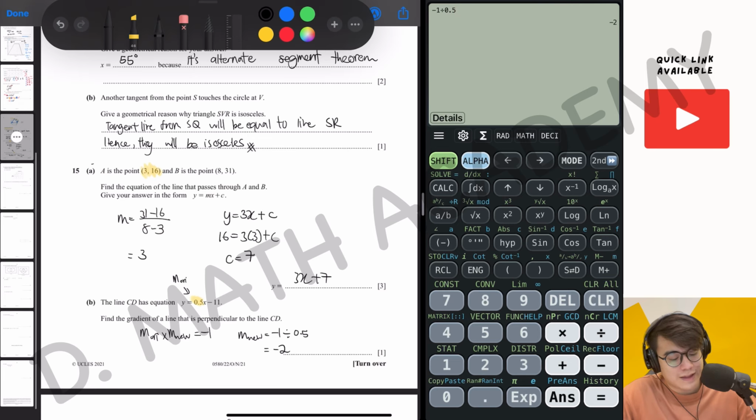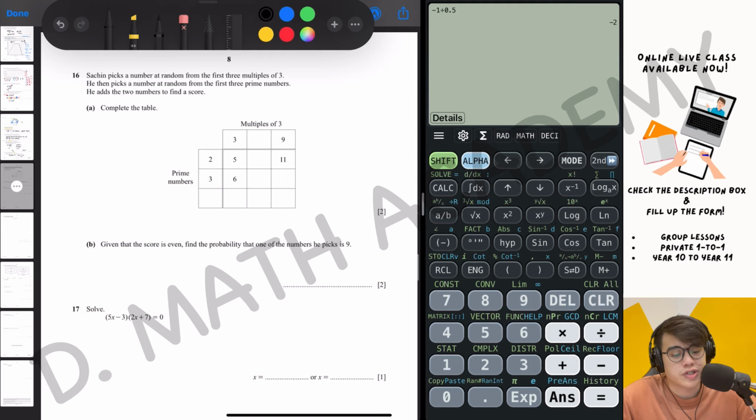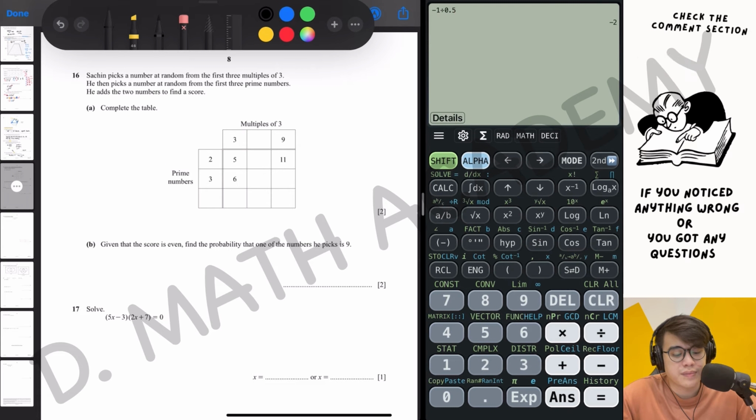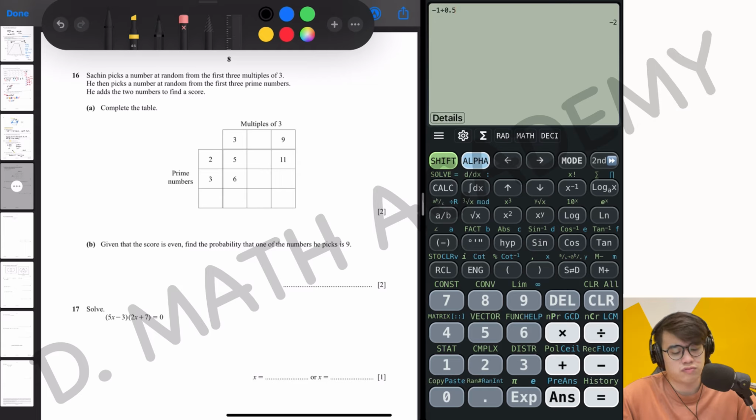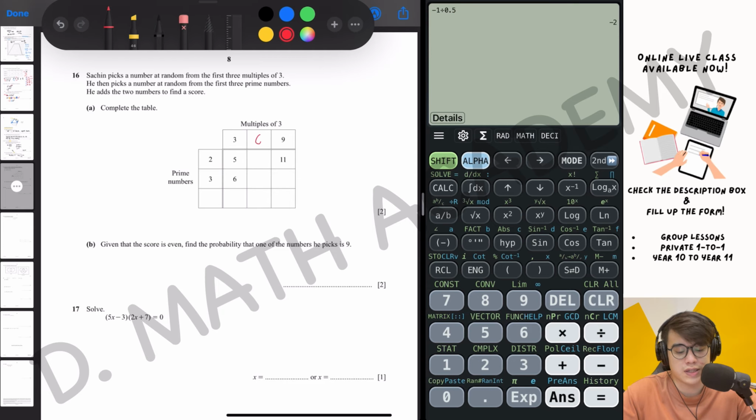Okay, we are at the last page. Let's have a look at question 16. Sachin picks a number at random from the first 3 multiples of 3. So multiples of 3: 3 times 1 is 3, 3 times 2 is 6, and the third is 9.